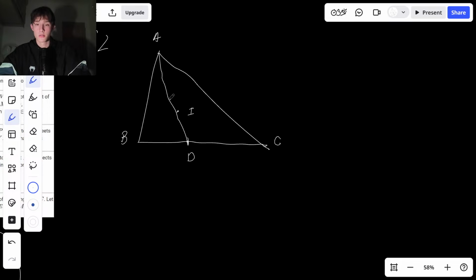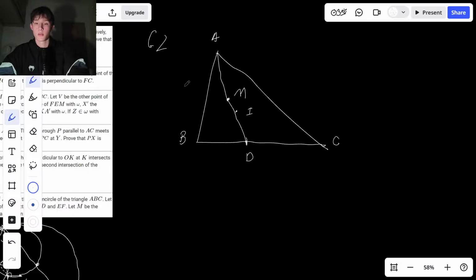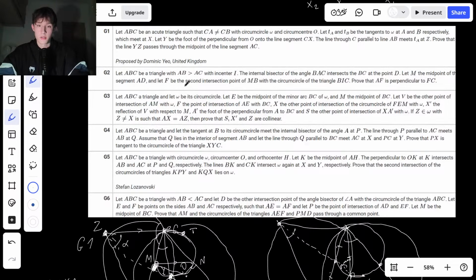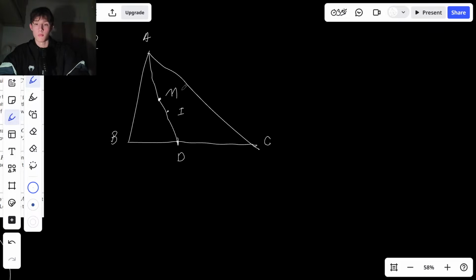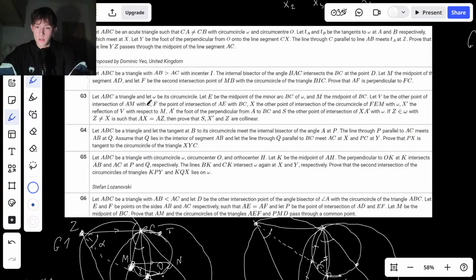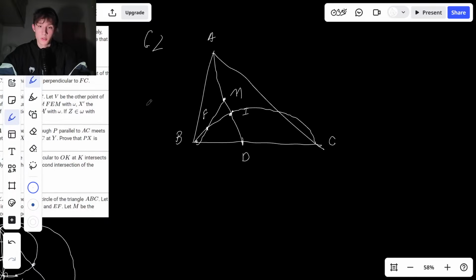Sounds like something about Apollonian circles, but whatever. And then let F be the second intersection of MB with the circumcircle of triangle BIC. Show that AF is perpendicular to FC.